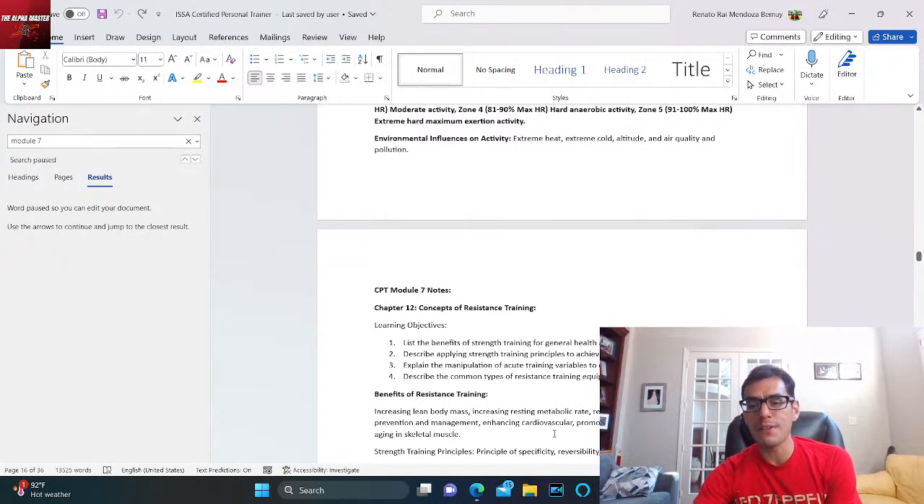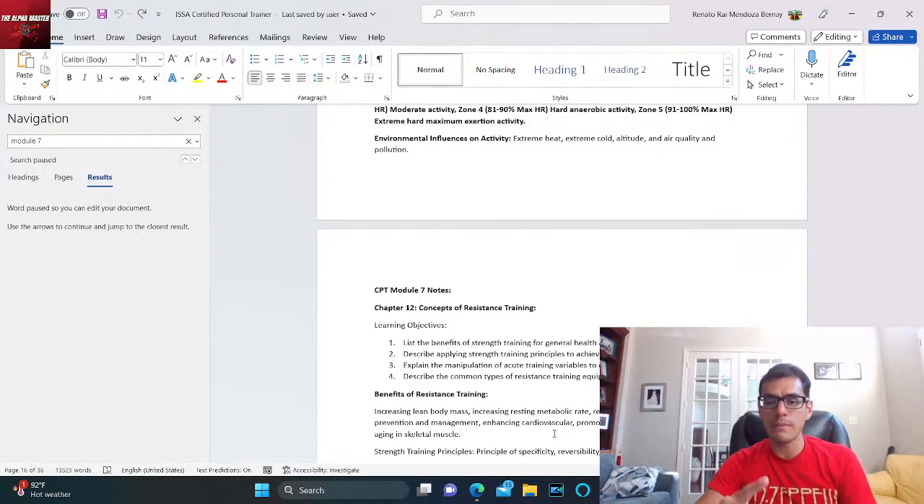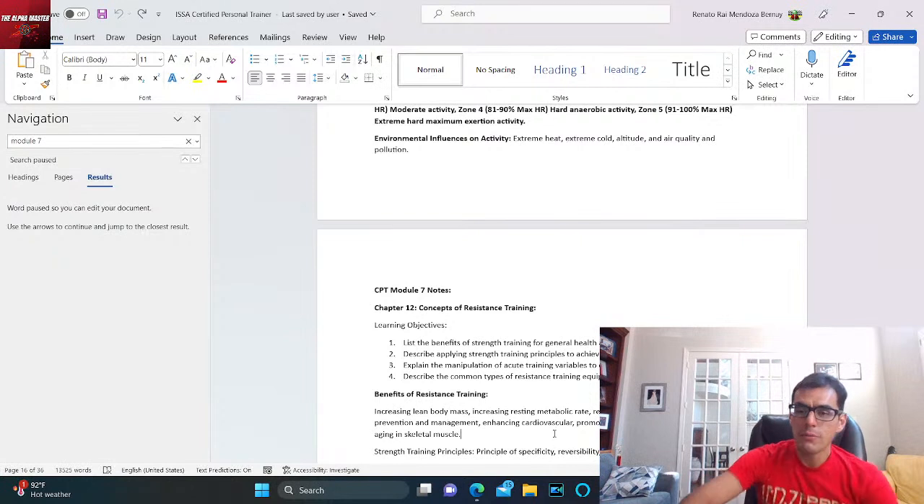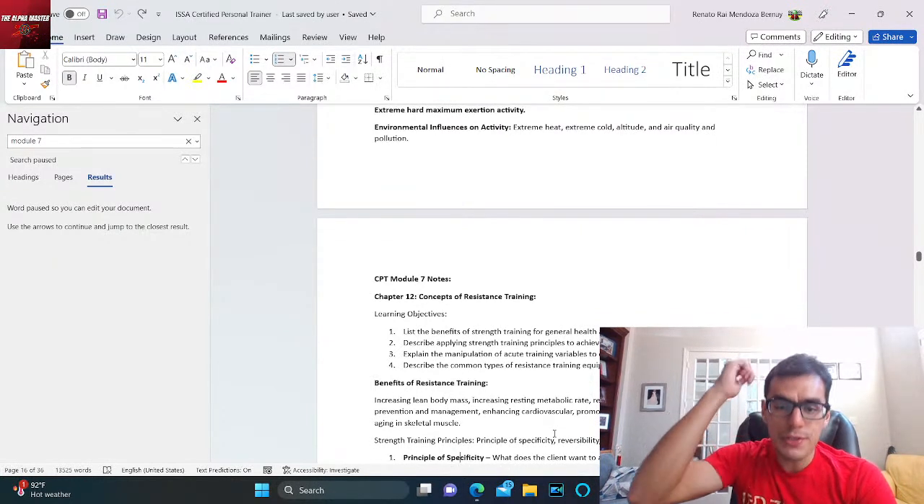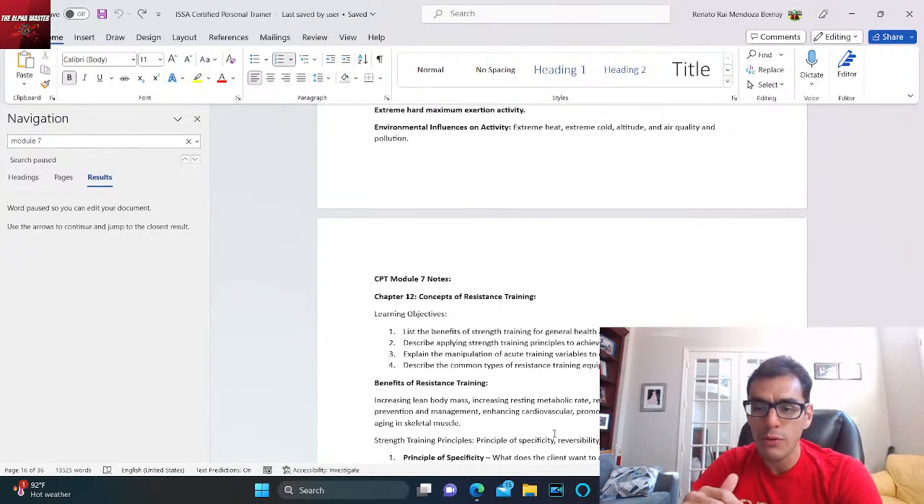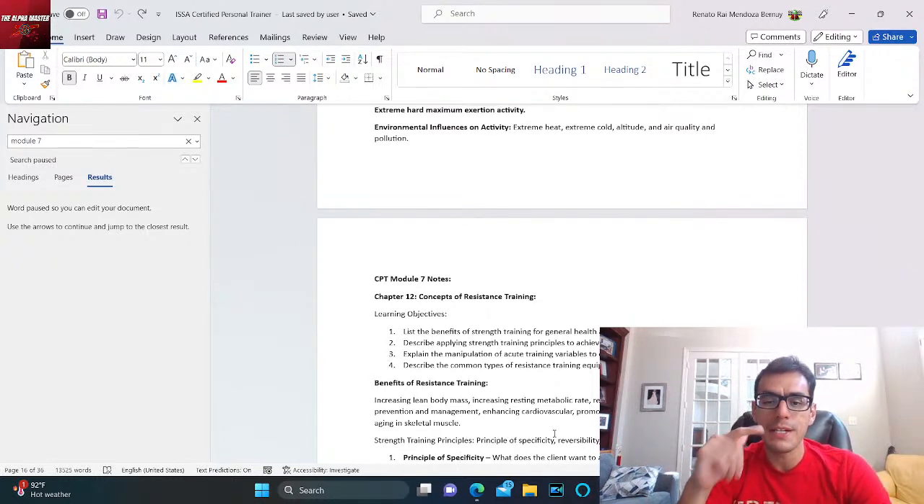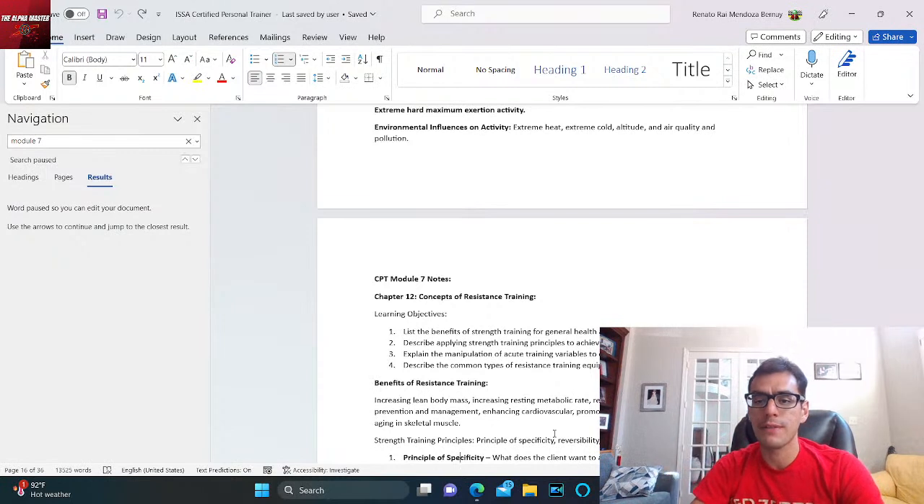It increases lean body mass, increases resting metabolic rate, reduces fat mass, type 2 diabetes prevention and management, enhances cardiovascular, promotes bone development, and reverses aging in skeletal muscle. So those are going to be the 7 benefits of strength training for general health and fitness.